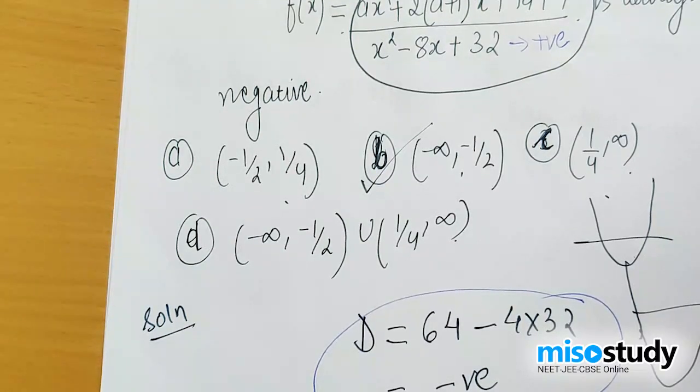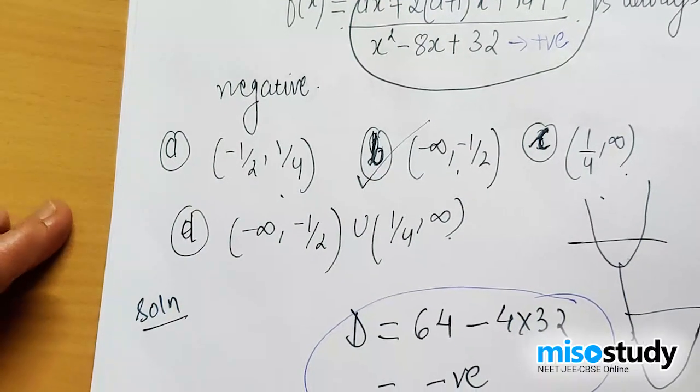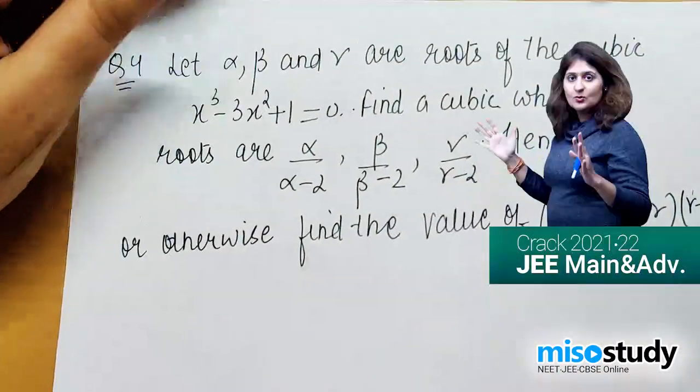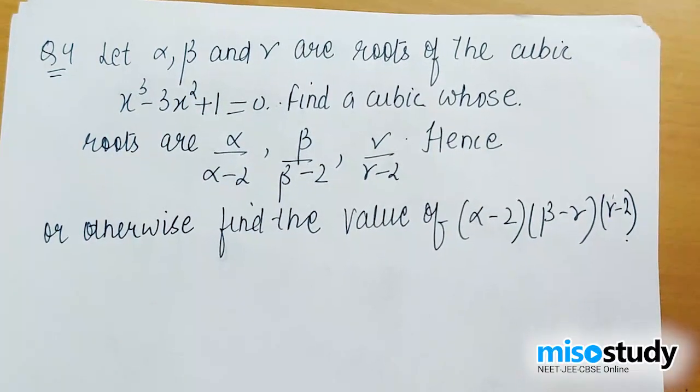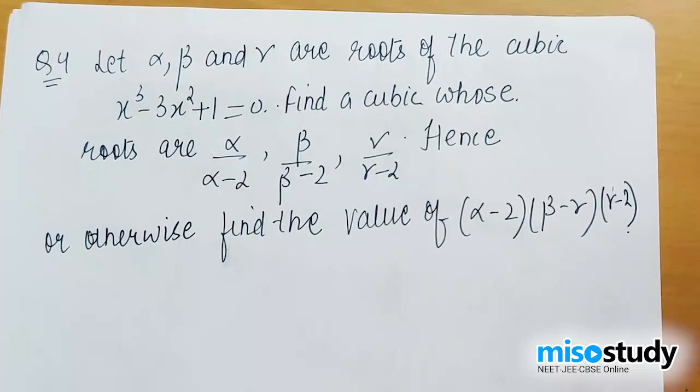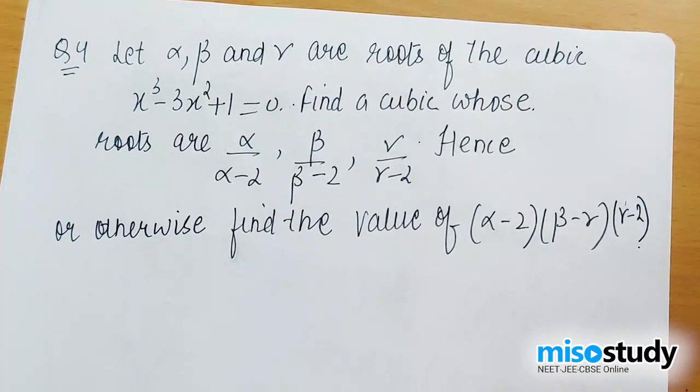So let's move to question number 4. This is a very interesting question. This is a bit of a subjective question. I didn't make options in this because I wanted to do this question with you without giving you any options. Let alpha, beta and gamma be roots of the given cubic. Find a cubic whose roots are alpha upon alpha minus 2, beta upon beta minus 2, gamma upon gamma minus 2. Hence or otherwise find the value of alpha minus 2, beta minus 2 and gamma minus 2.